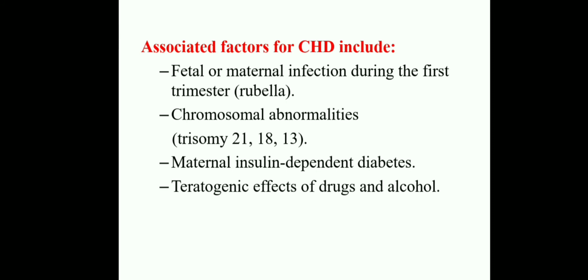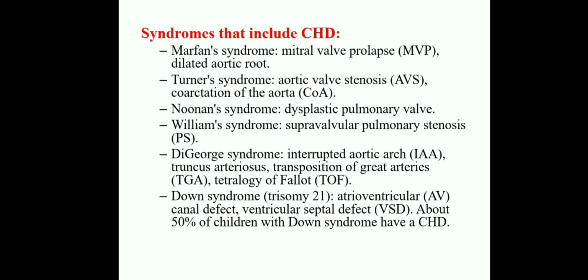Next one is chromosomal abnormalities, that is trisomy 21, 18 and 13. Down syndrome babies also have heart diseases. Next one is maternal insulin dependent diabetes. Babies whose mother has IDDM also have congenital heart diseases. Next one is teratogenic effects of drugs and alcohol. Some drugs and exposure to radiation are also associated factors for congenital heart diseases.